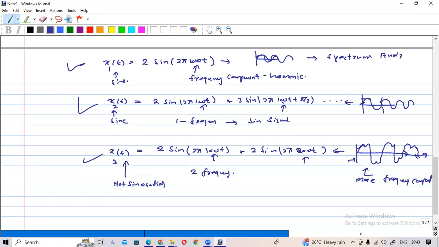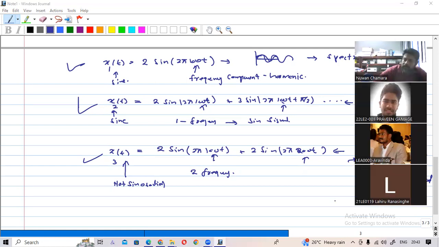If you send this signal to a spectrum analyzer, what happens? A spectrum analyzer is also like an oscilloscope. This is an oscilloscope. We have an input signal here, and then you can see the waveform here. And a spectrum analyzer is also this kind of instrument.